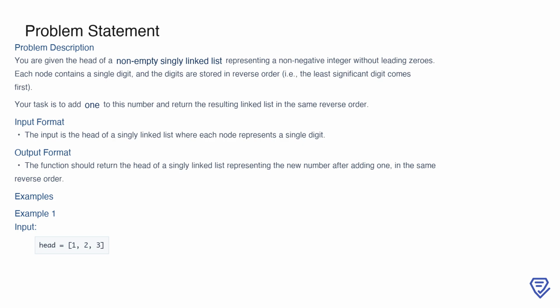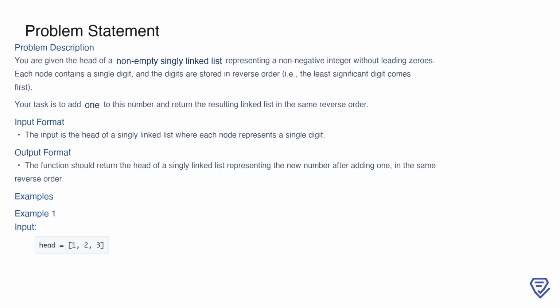Let's dive in. In this problem, you are given the head of a non-empty singly linked list. This linked list represents a non-negative integer, but there's an important detail: the digits of the number are stored in reverse order. For example, the least significant digit comes first, followed by the more significant digits. Your task is straightforward: you need to add 1 to the number represented by this linked list and return the resulting linked list, keeping the digits stored in the same reverse order.